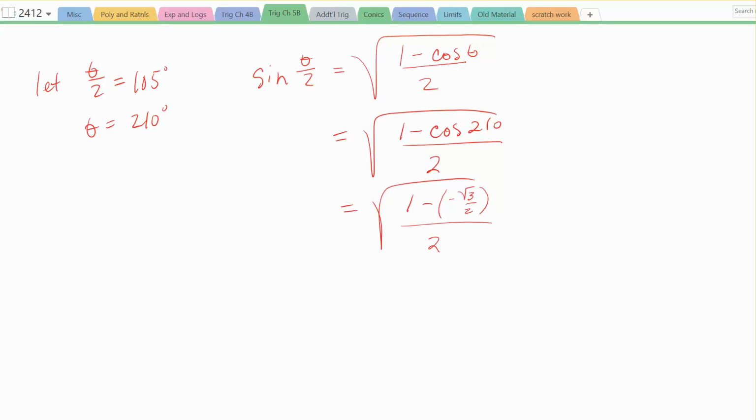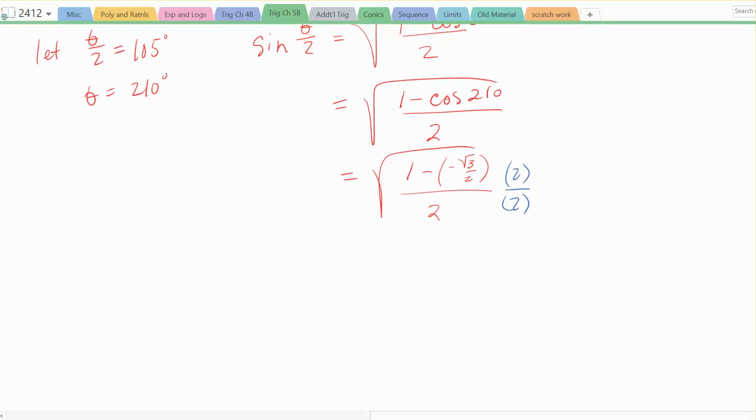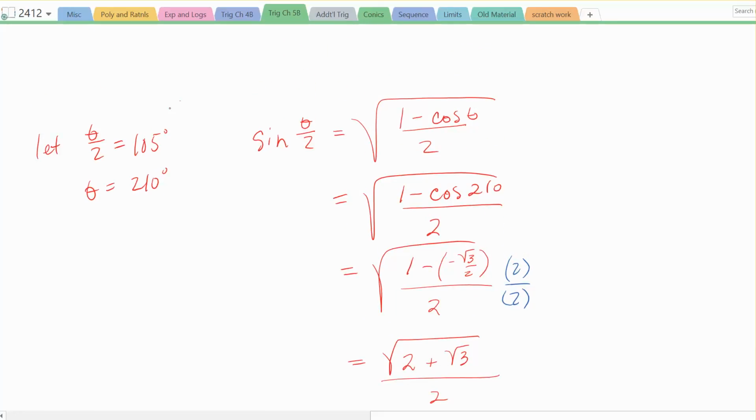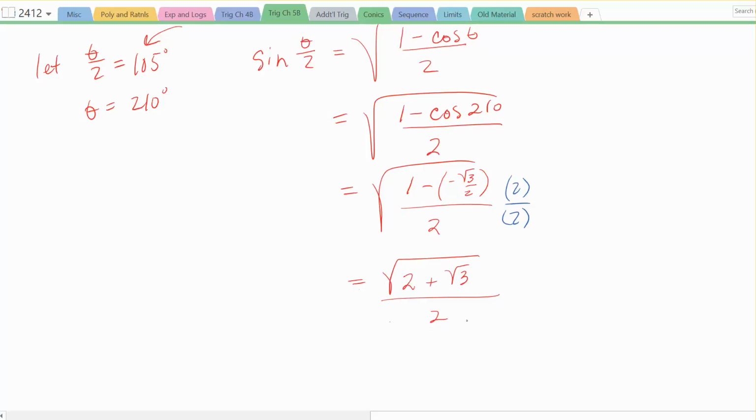So we're going to do the same thing we did in the previous one. I'm going to multiply top and bottom by 2 over 2. That gives me, in the numerator, 2 plus the square root of 3, all under the radical, and I'm going to divide that by 2, because 2 times 2 is 4, take the square root of that, and we end up with 2. Now, we need to figure out the sign of this function. 105, which is what I'm ultimately finding the sine of, falls in quadrant 2, so the sign on my answer is positive.